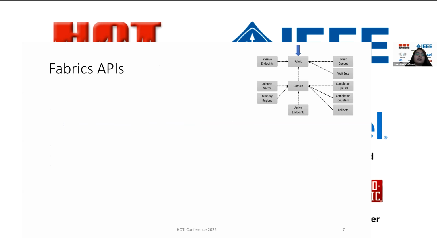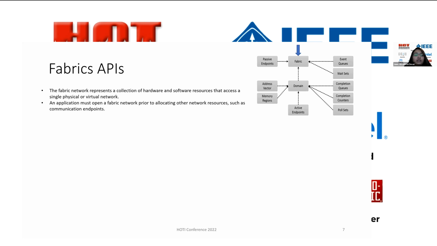So the top level object that applications open is the fabric identifier. The fabric can mostly be viewed as a container object by applications, though it does identify which provider these applications use. It is important to note that a fabric needs to be opened before allocating any other network resources to the application.